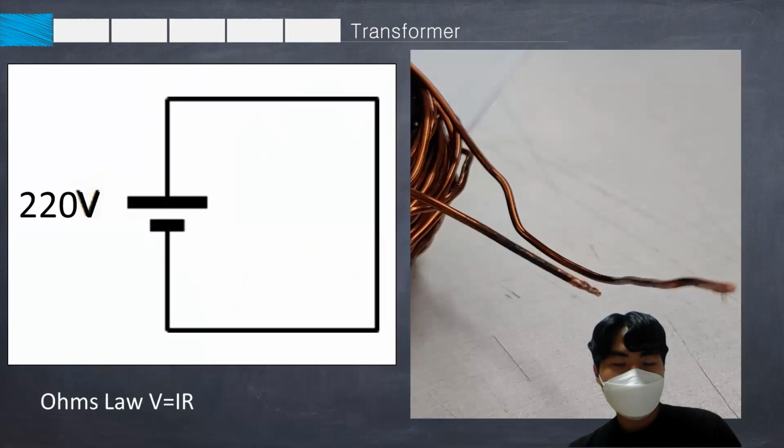As you can see, there is some burn on our transformer. It's because we applied 220 volts, but there is almost no resistance. So due to Ohm's law, if the resistance is really low, the current is really high. The transformer wasn't able to withstand the high current, so it burnt here.